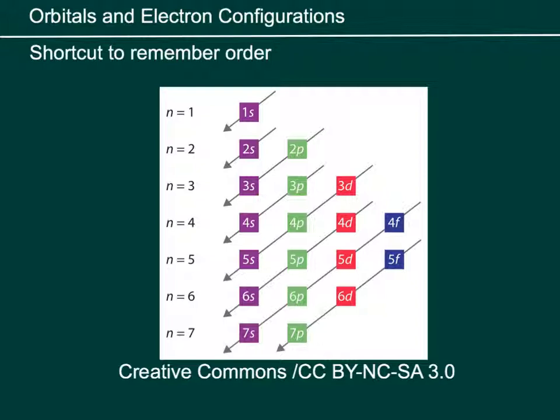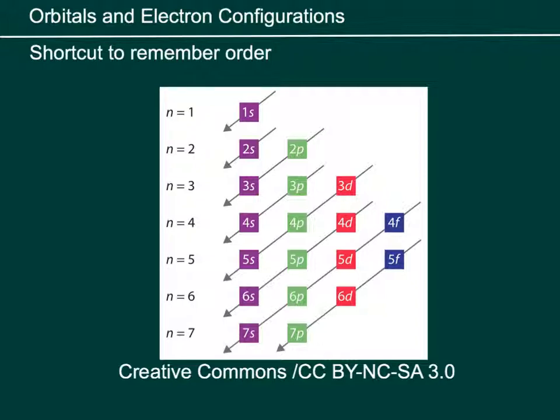If you were to write this out in order, pretty simple like that, and draw diagonal arrows through it, you can see that you're going to go from 1s, the first one you fill. Then you do 2s. And then the next one is the 2p, followed by the 3s, 3p, 4s, 3d, 4p, 5s, 4d, 5p, 6s, and so on and so forth. So this is sometimes a handy shortcut to be able to write it out quickly, draw the lines, and remember the order in which it goes.